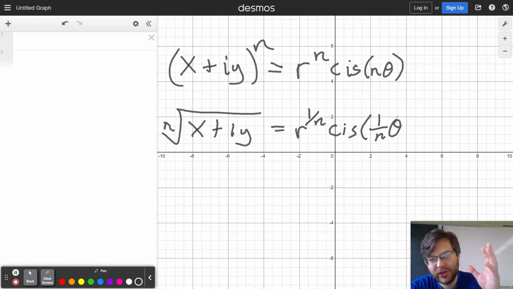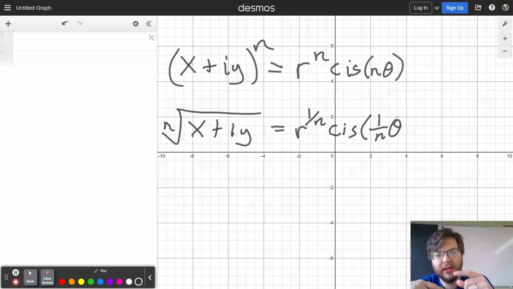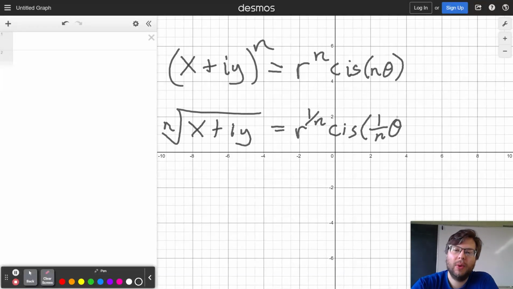But the tricky thing here is that you actually can find multiple roots. Like with a square root, you can find 2 different roots. With a cube root, there are 3 different answers. With a fourth root, there are 4 different answers. And the way you get those other answers is you add full circles on. So a lot of times we'll write 2 pi k like this.